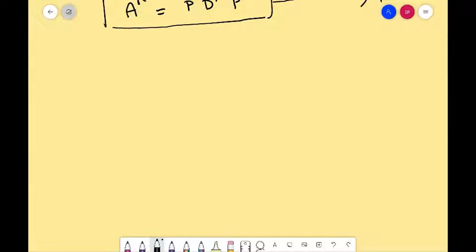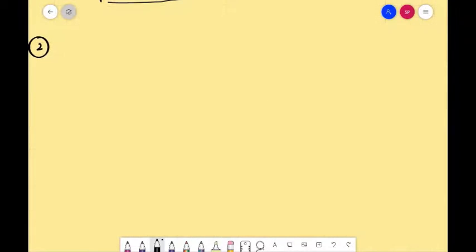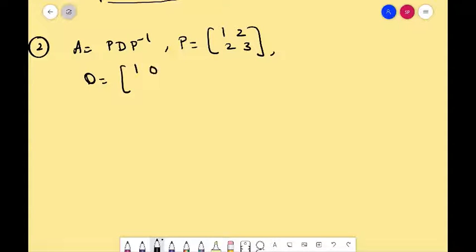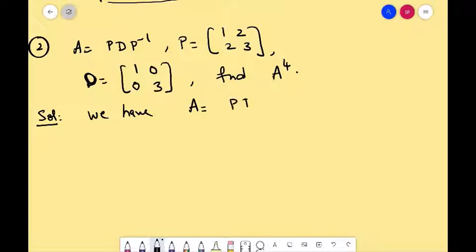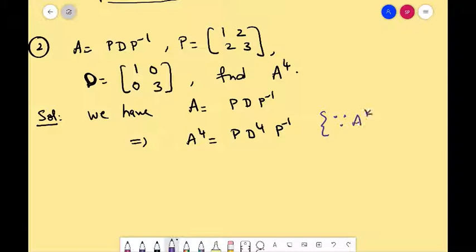Now let us do an example on the same, the second one. So here you are given the same A is equal to P D P inverse, and P is given as 1, 2, 2, 3, and D is given as 1, 0, 0, 3, and you are not given anything about A, then find A power 4. That's the solution. This is the D, right? Solution, we have A is equal to P D P inverse, implies A power 4 will be P into D power 4 into P inverse. What is the reason? Since A power k is equal to P into D power k into P inverse for k greater than or equal to 1. So to find A power 4, we need to find this.